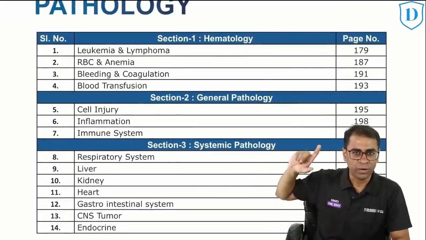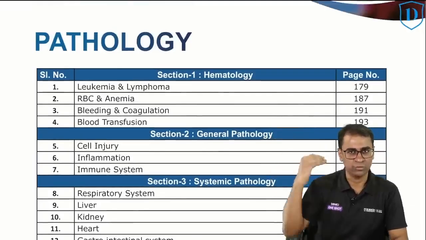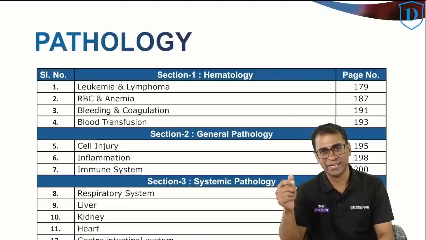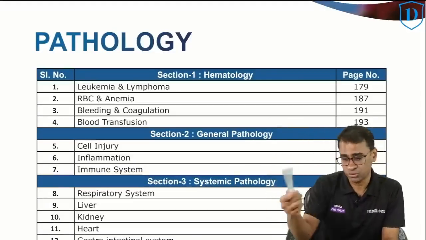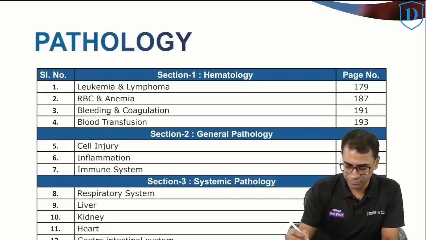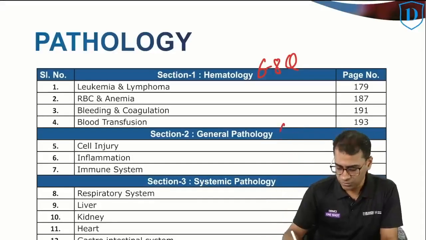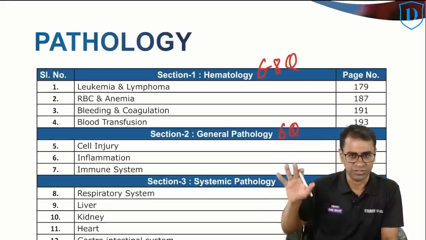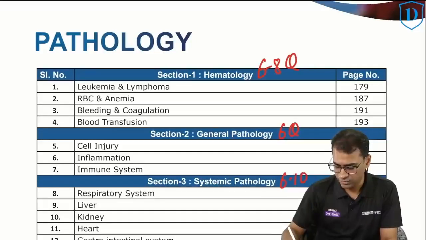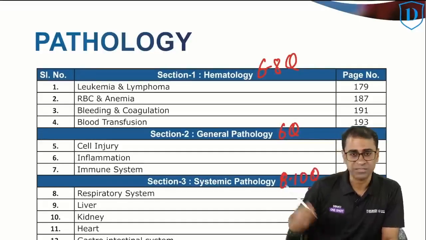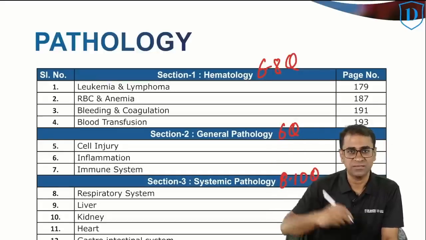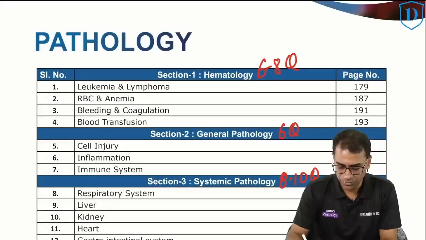Now, in hematology, I'll start with leukemias and lymphoma. I always do, and I can tell you this part. If I talk about the number of questions you can expect from this in NEET PG and NEXT, this will give you around 6 to 8 questions. This will give you around 6 questions, and this will give you around 8 to 10 questions, which makes around 16 and then 24 questions. So in total, I expect from you around 24 questions of entire pathology.